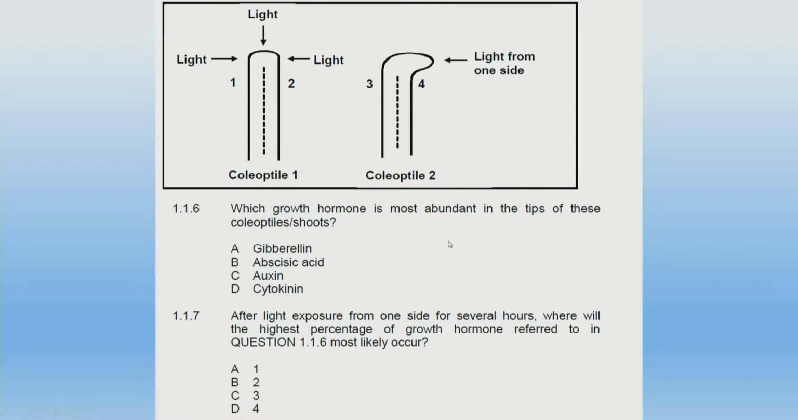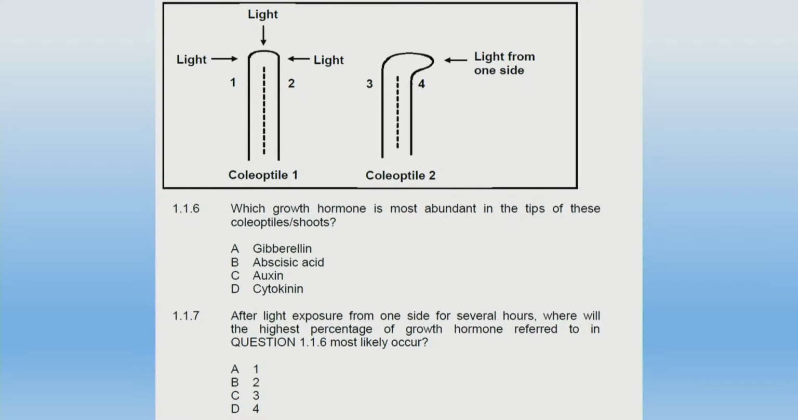Let us go back to the questions. We have question 1.1.6, which is like this. Which growth hormone is most abundant in the tips of these coleoptiles or shoots? The correct answer there will be auxin. That will be auxin.